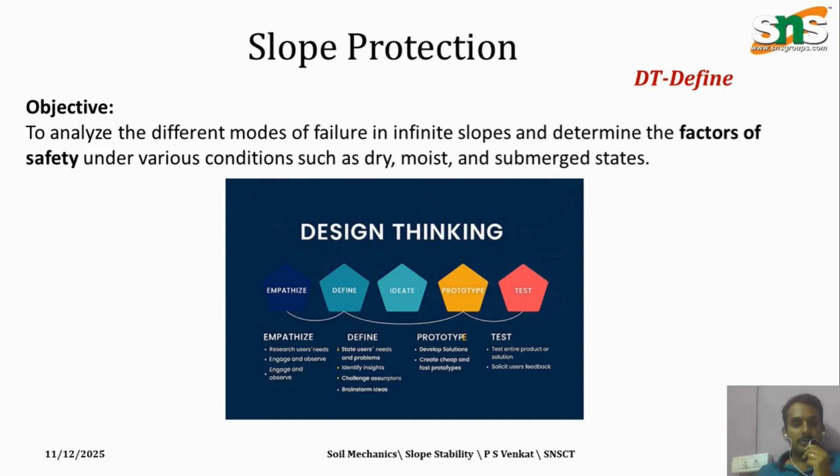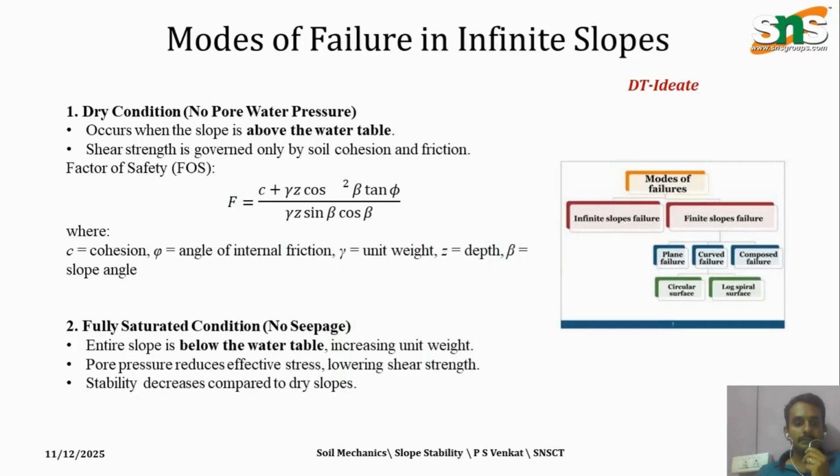Let's now discuss different modes of failure that can occur in infinite slopes. The first one is the dry condition. When the slope is completely dry, only the cohesion and angle of internal friction resist the sliding. The factor of safety mainly depends on the slope angle and soil shear strength. Next is the partially saturated condition. When a bit of water enters the soil pores, the matric suction provides extra stability. However, this condition is temporary and may change during heavy rainfall.